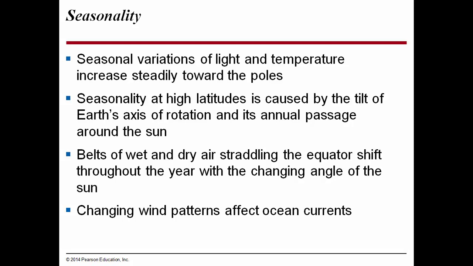Seasonal variations of light and temperature increase steadily towards the poles. Seasonality at the high latitudes is caused by the tilt of the Earth's axis of rotation and its annual passage around the sun. Belts of wet and dry air straddling the equator shift throughout the year with the changing angle of the sun. Changing wind patterns affect ocean currents.